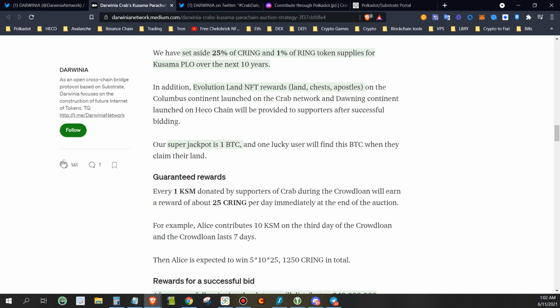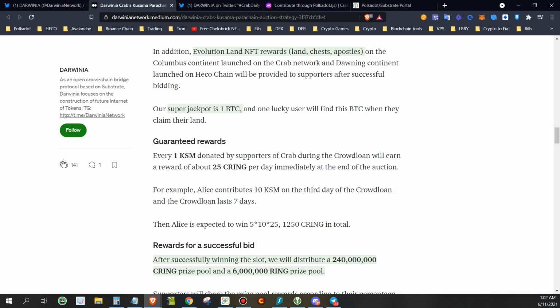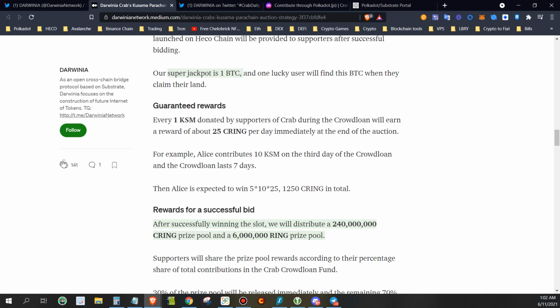Guaranteed rewards. Every 1 KSM donated by supporters of the Crab during the Crowdloan will earn a reward of 25 RING per day immediately at the end of the auction. For example, Alice contributes 10 KSM on the 3rd day of the Crowdloan, and the Crowdloan lasts 7 days. She can expect 1250 CRING in total. Rewards for a successful bid.